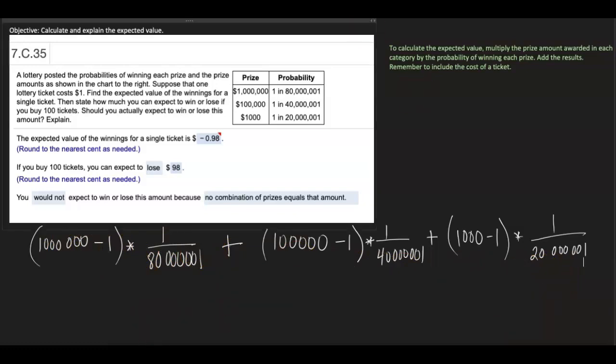one more possibility that's not explicitly stated here, and that's the prize of losing your money, buying one ticket. And the probability that that happens is 1 minus all of these probabilities. Now, it's not a very pretty looking number, but that's exactly how I would calculate it. I would do in my calculator 1 minus 1 over 80,000,001 minus 1 over 40,000,001, and so forth and so on.